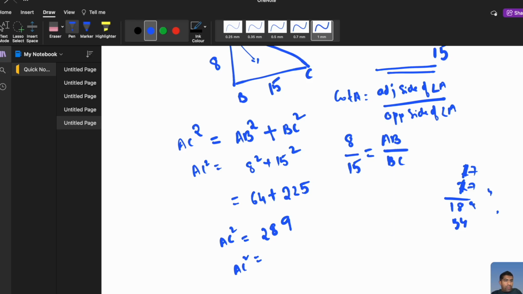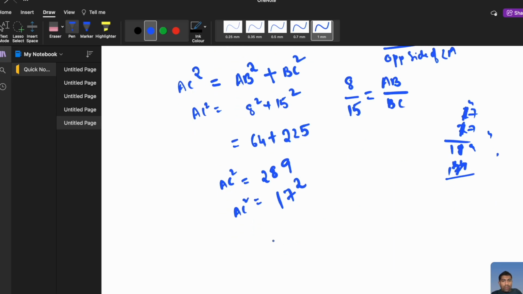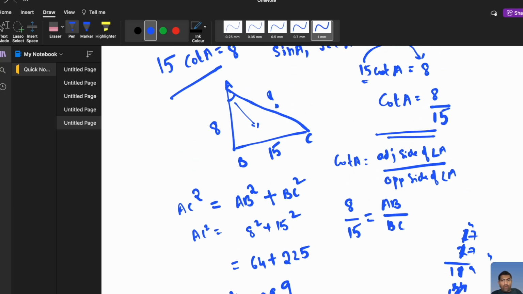17 square is 289, so 6 is nothing but 17 square. So this implies AC is nothing but 17. So we got AC as 17 centimeters.